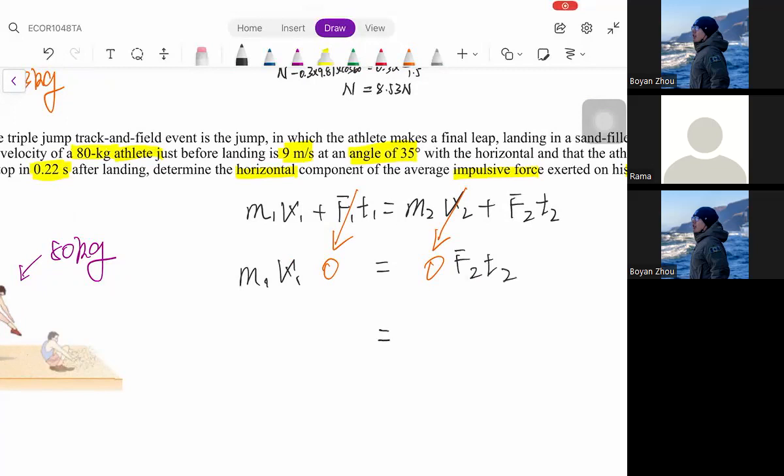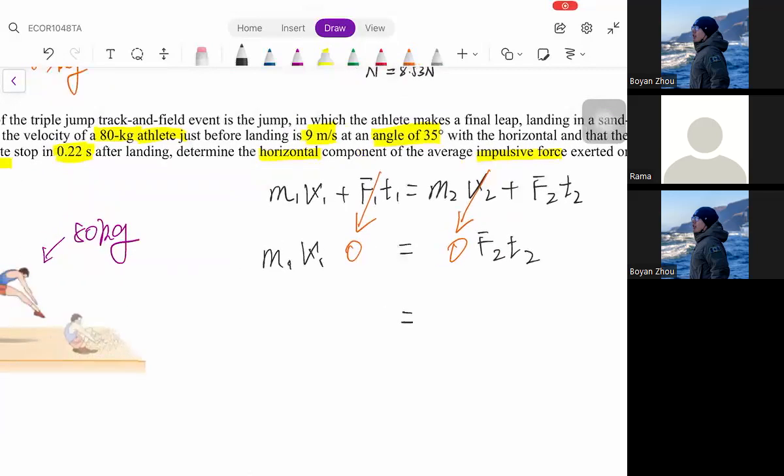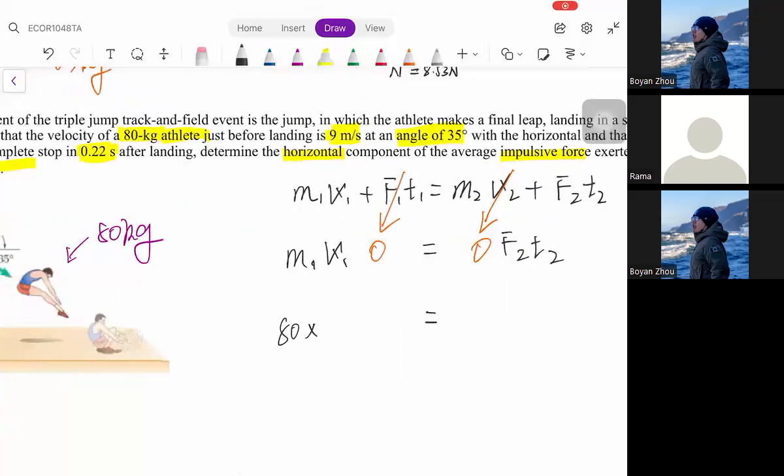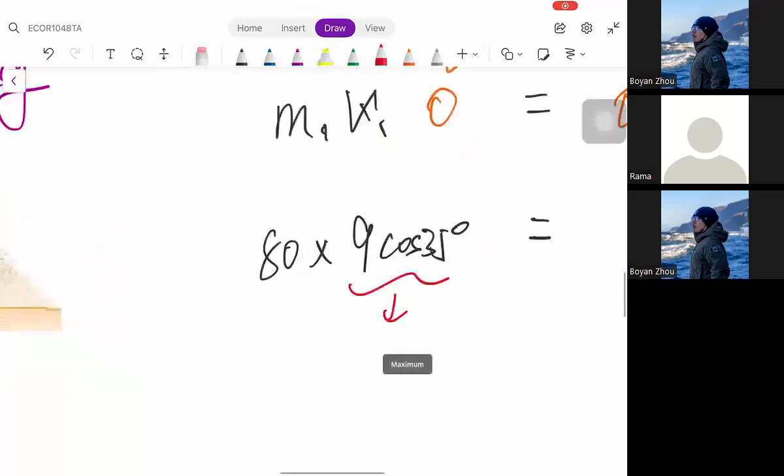To something like this. Next, we are just going to plug in the values. The mass is equal to 80 times the velocity, that is 9 meters per second, but the 9 meters per second is pointing downwards. And we're only calculating the momentum and impulse in the horizontal direction. So we just need to multiply by cosine 35 degrees to find the velocity in the horizontal direction.